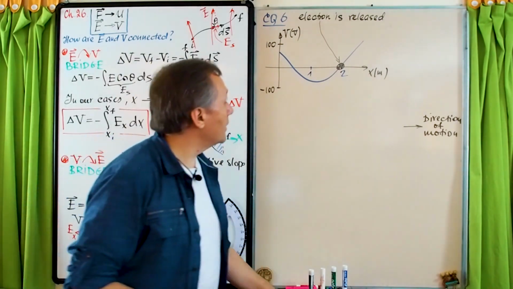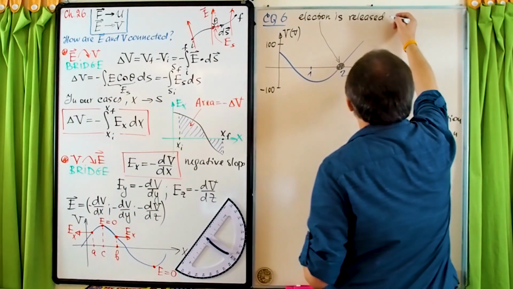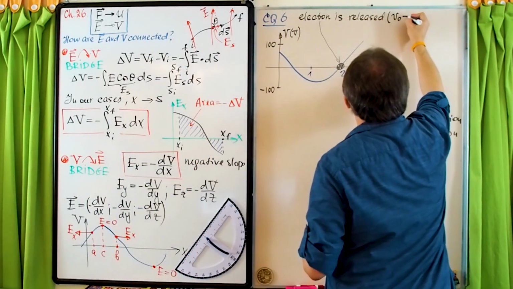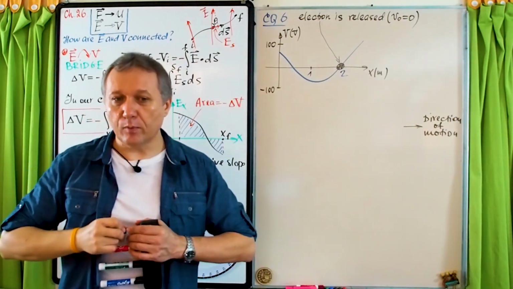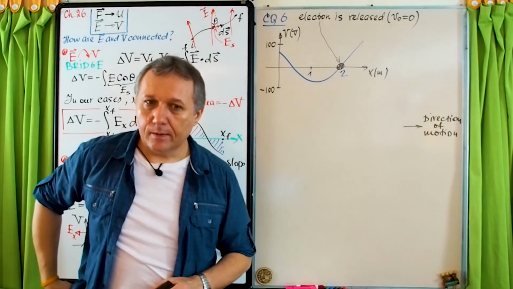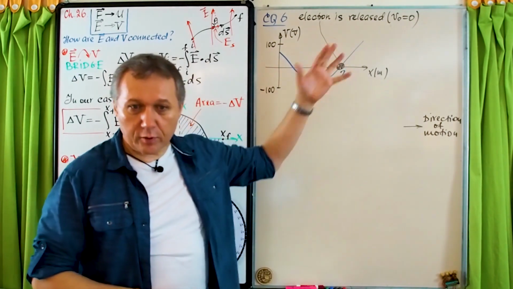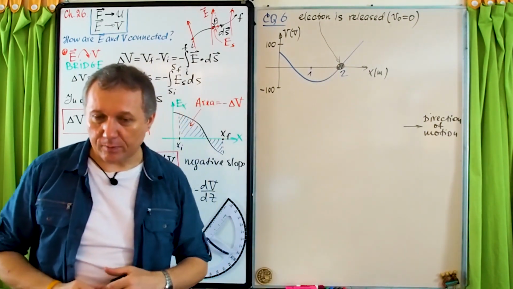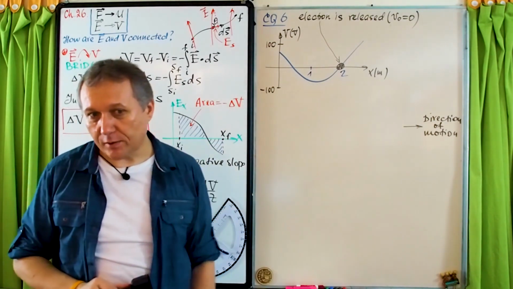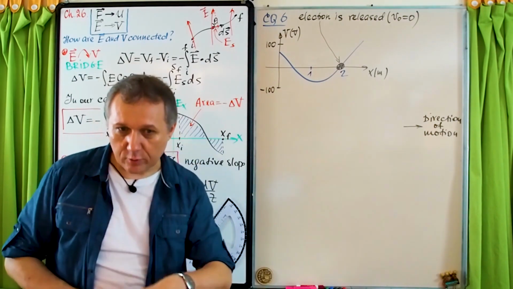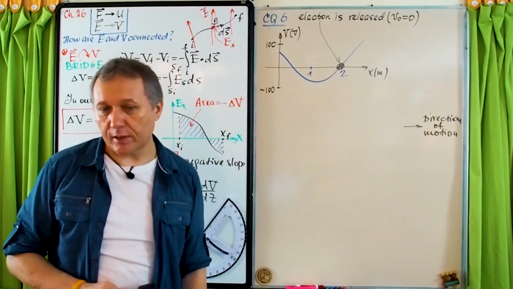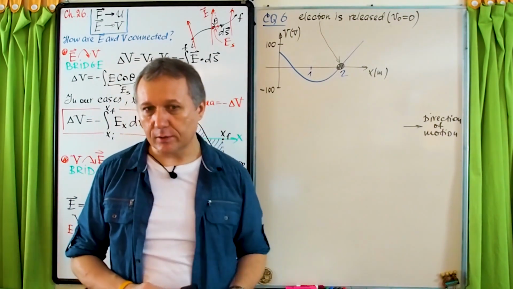But in this case, the electron is released, so the initial velocity is 0. And we want to know the direction of motion immediately at the moment of release. So the velocity level doesn't give us information about the direction of motion. It means that we need to dive to the next level, the acceleration level, in order to extract this information.